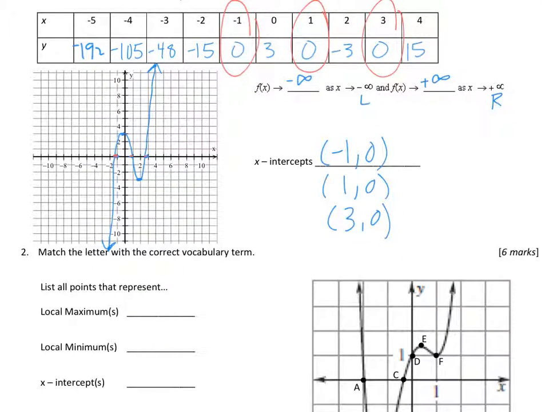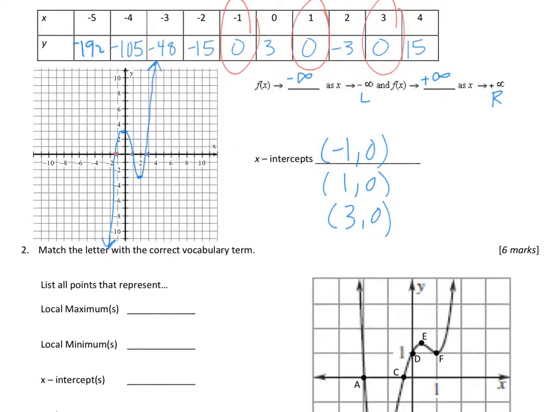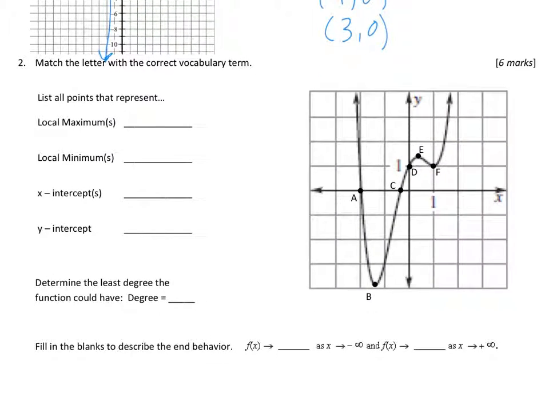Question 2, match the letter with the correct vocab term. So we've got maximum, minimum, x-intercept, y-intercept, and we want to state which of those is the correct point here. So maximum means the highest, the most. So the highest point is point E here. So E is a local maximum because it is higher than all the points around it.